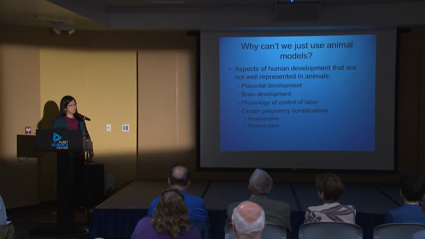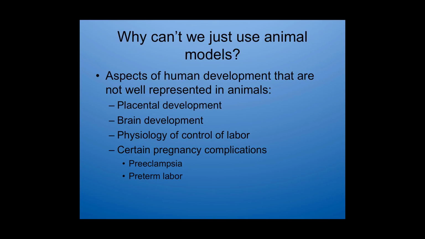And we actually recently published a paper where we looked at human placental development compared to mouse placental development on the gene-by-gene level, and found wide divergences of what we call master regulatory genes, even very early in development. Another organ that's really particularly different in human is brain development. And then physiology and control of labor also is very divergent between humans and other animals. So the two biggies in terms of pregnancy complications that affect the health of the baby and the mom are preeclampsia and preterm labor, and they're pretty much human specific.